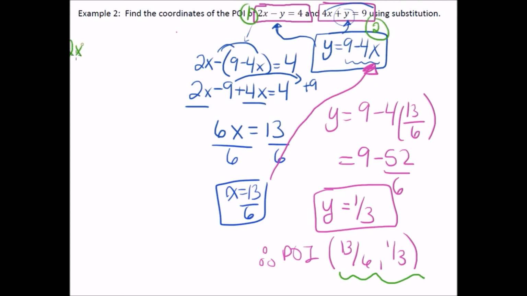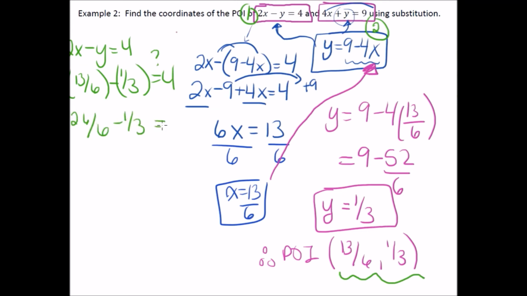So if you have 2x minus y equals 4, what you want to do is sub in the 13 over 6 and then minus 1/3, and then does that equal 4? So we have 26 over 6 minus 1/3. Does that equal 4? If you put this into your calculator, you're going to get 4. Therefore, this point satisfies the first equation.